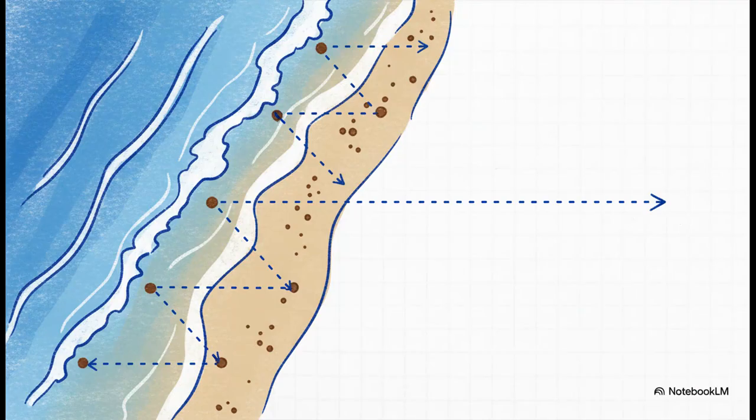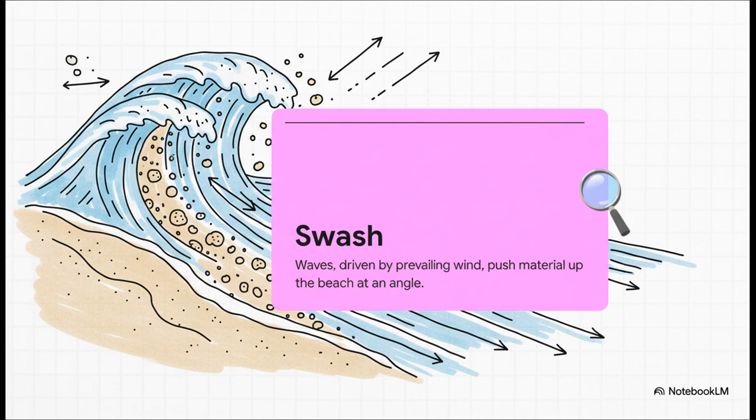And that engine? It's got a name, longshore drift. This is the single most important process behind a sand spit, and it all boils down to the simple, repetitive, but incredibly powerful action of waves crashing on the shore. Okay, so first up is the swash.